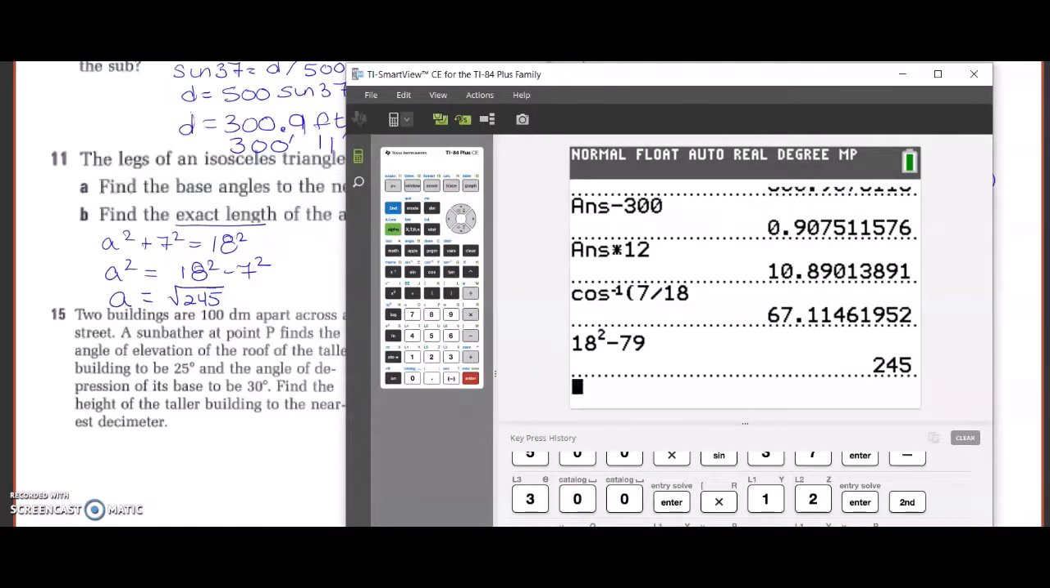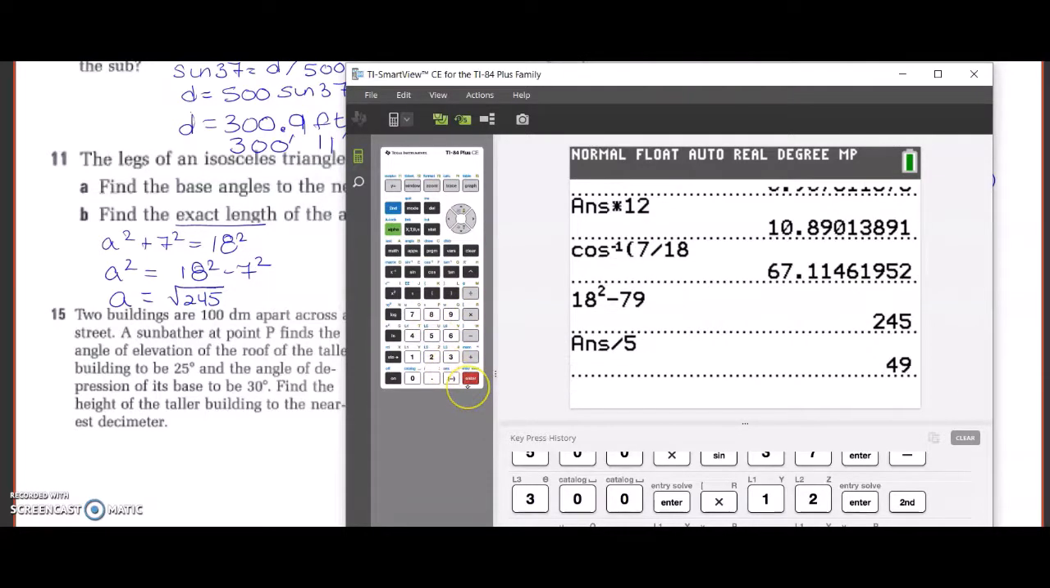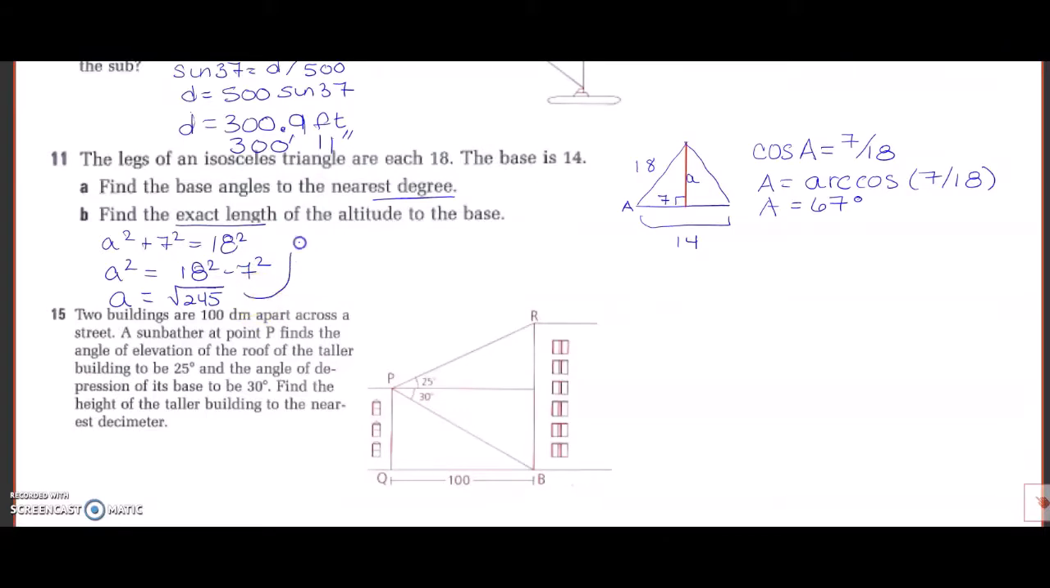So looking at that, I can see that 5 goes into there, and I get 49. So then a is equal to the square root of 49 times the square root of 5. And I know that the square root of 49 is 7. So that would be the exact length.